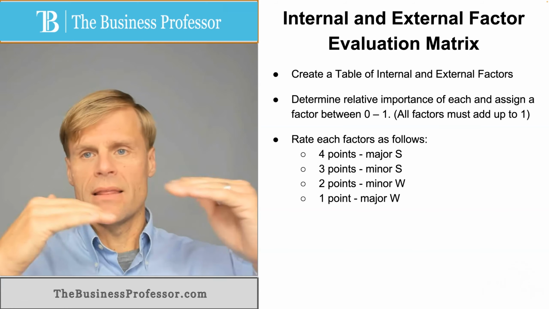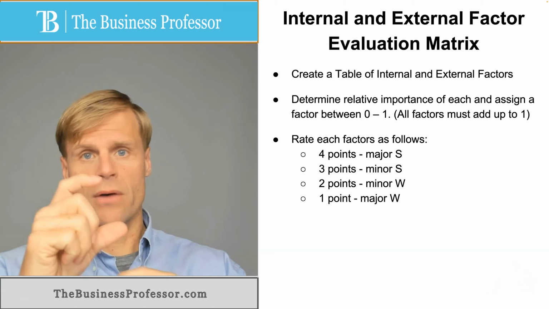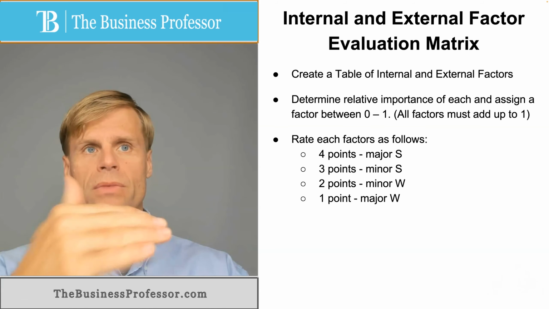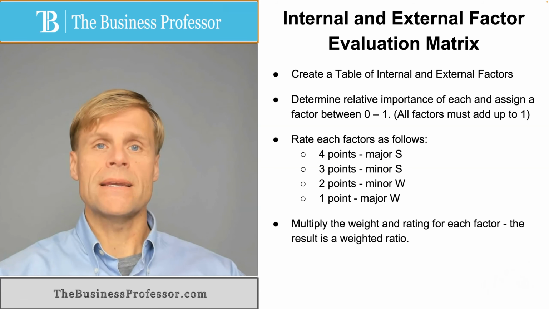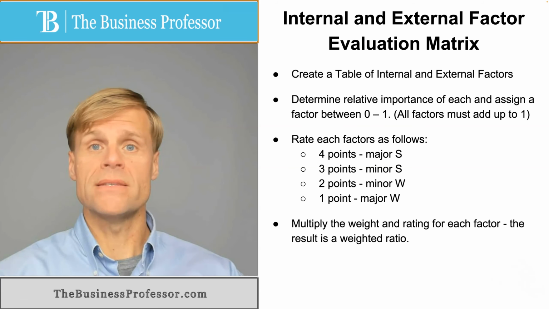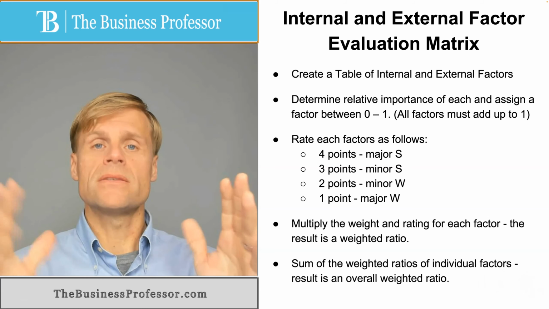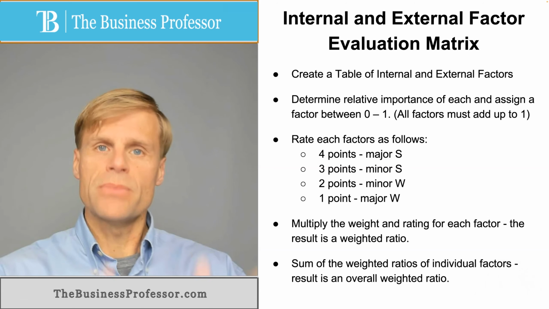Once again, the low scores for weaknesses and the high scores for strengths tend to offset each other in terms of the output, so it's reflected equally in the score. Once you've multiplied these weightings by your rating, it gives you a weighted ratio. You sum all of these up, and then you have a summarized weighted ratio for your strategic position.